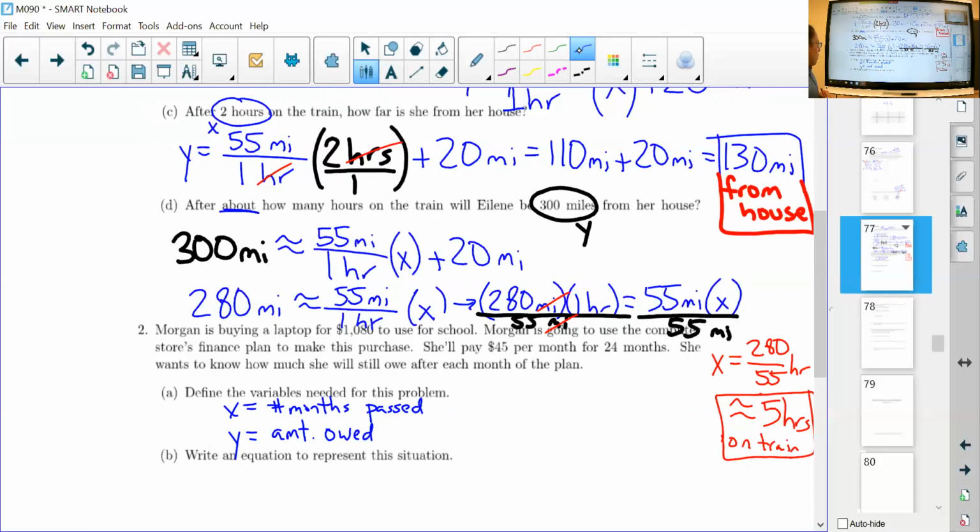Write an equation to represent this situation. Go ahead and take a moment to do that. Taking care to watch your signs. We want to know how much money she owes. So she starts out owing $1,080. She's going to owe a little bit less each month. Think about how you can arrange that.